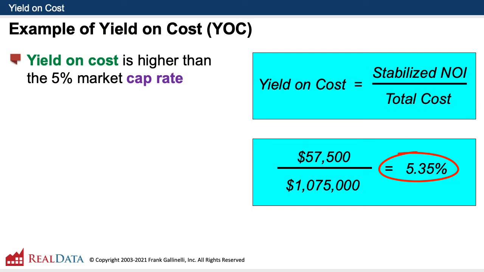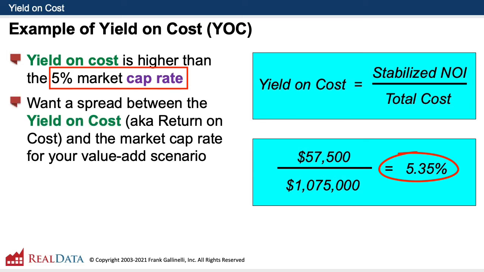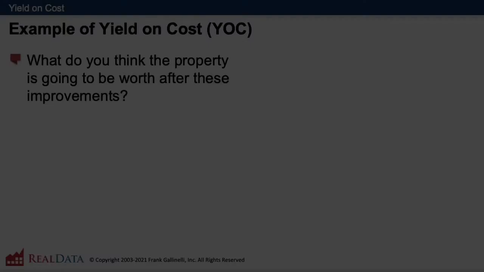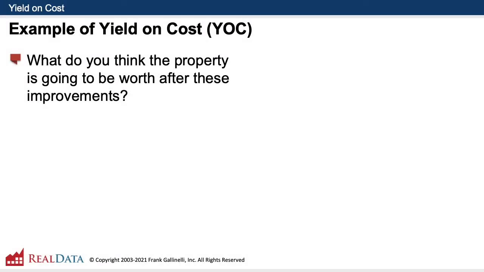Okay, so you see your yield on cost is higher than the 5% market cap rate, and that's what you want. You want a so-called spread between the return on cost and the market cap rate for your value-add scenario. That spread here is about 0.35%. The question that only you can answer is, is that spread worth the risk? One way that might help you to decide is to see, what do you think the property is going to be worth after these improvements?